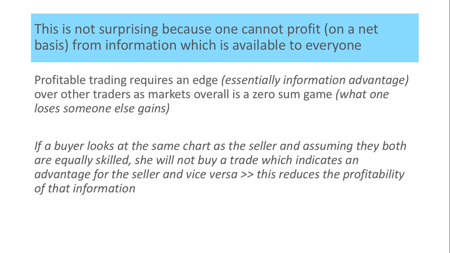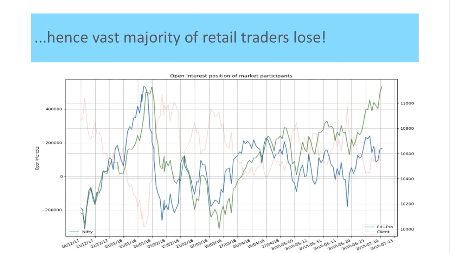So if a buyer is looking at the same chart as a seller and assuming they both are equally skilled, then they will look at the same information. And if that information is indicating an advantage for one over the other, the other will not enter the trade. And this will reduce the profitability of that information. And this is very prominently reflected in this chart.